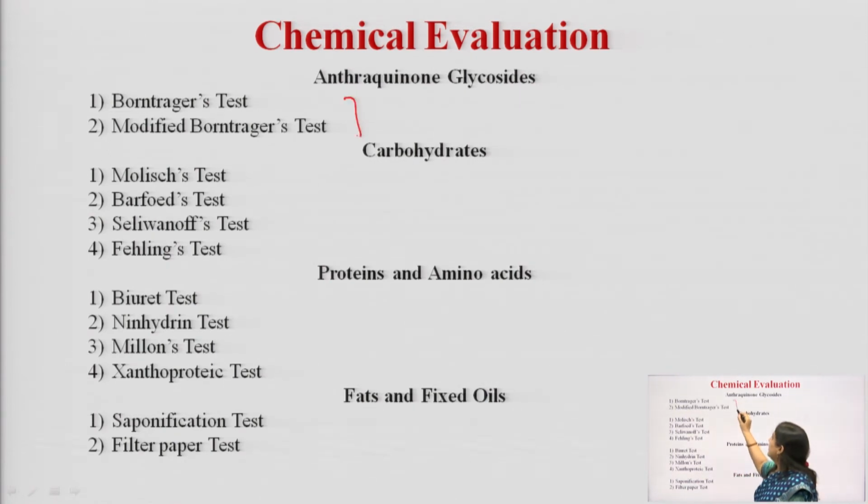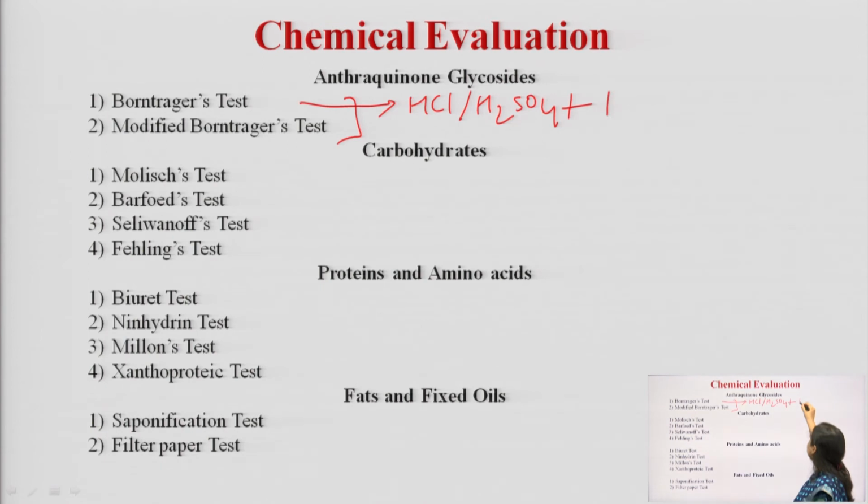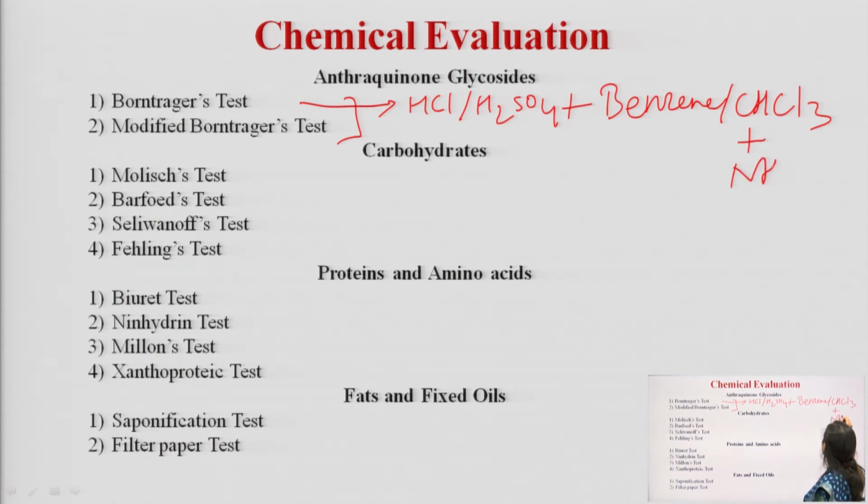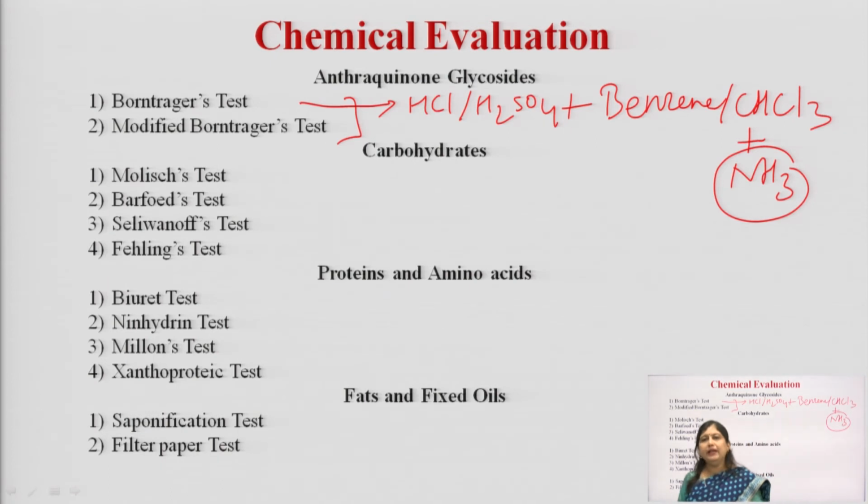In the simple Born-Traeger test, what we do is we take either acid, maybe HCl or H2SO4, to that we add any organic substance like benzene or chloroform, and then we add ammonia. So, when we are doing this, the ammoniacal layer turns pink in nature. So, that is the Born-Traeger test.